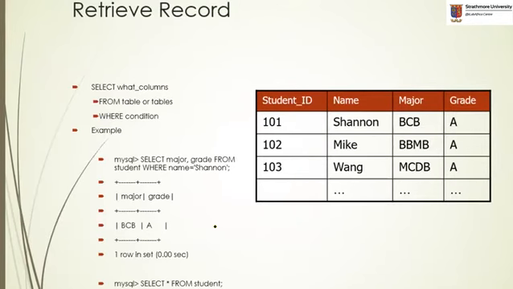The way to retrieve, so you use the select statement. So select. In this case, we are selecting the major, we are selecting the grade from the student. So this is the name of the table that we are selecting from, where the name is Shannon. If you go to check on the table where we have Shannon, you can see that the major is BCB and the grade is A.